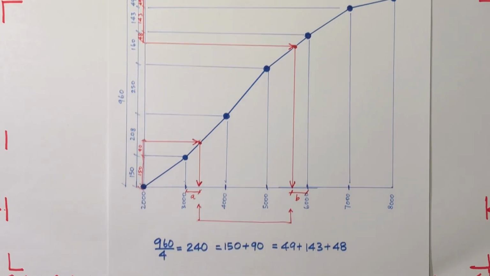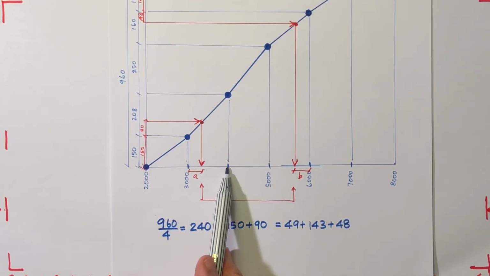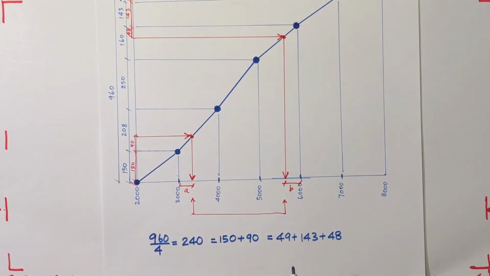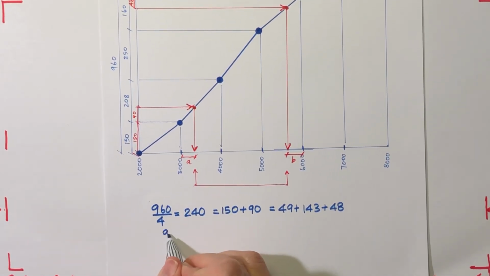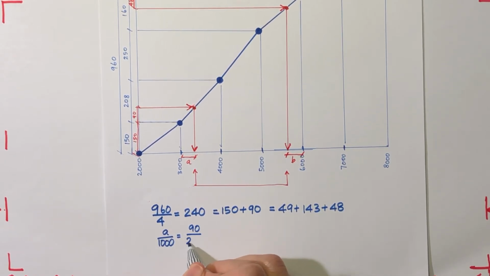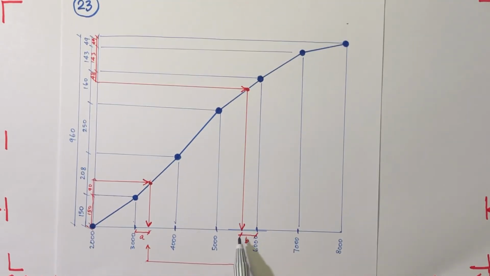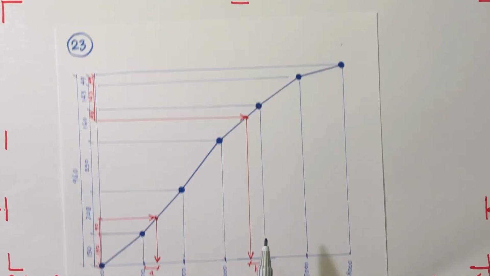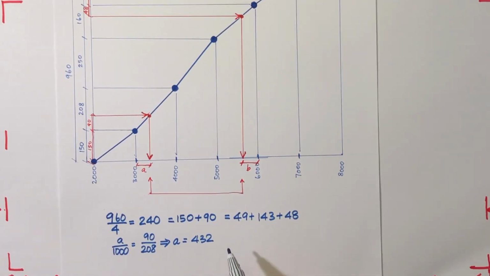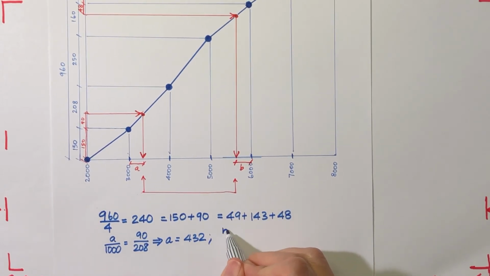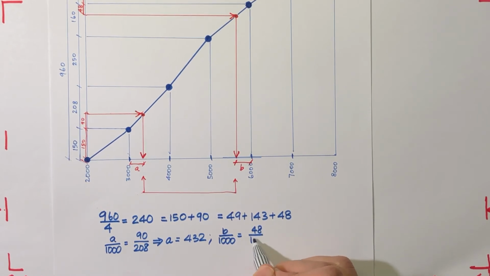And from the linearity, we can calculate A as follows. We can assume that A over 1,000 is the same as 90 over 208. So A over 1,000 is equal to 90 over 208, and that means A is equal to 432. Similarly, for B, we have B over 1,000 is equal to 48 over 160. And this gives B equals 300.